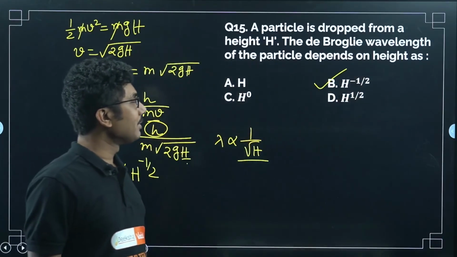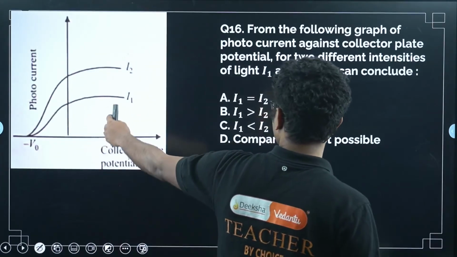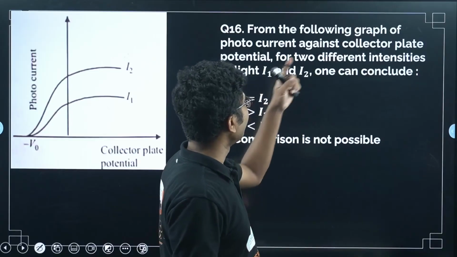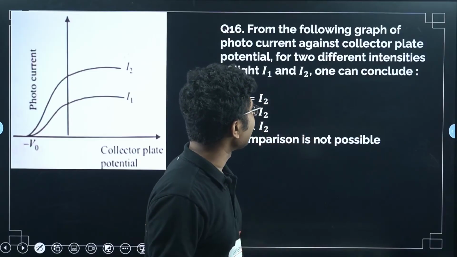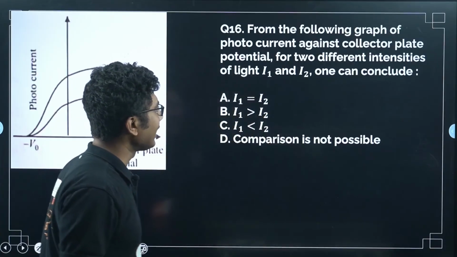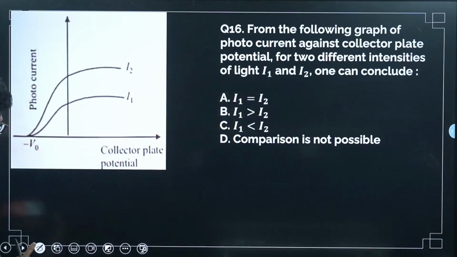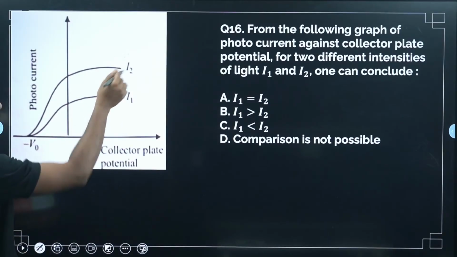Okay, not a difficult question. Now from the following graph, this is the graph of photocurrent against collector plate potential for two different intensities of light I1 and I2. One can conclude that, so they have given two different intensities I1 and I2.